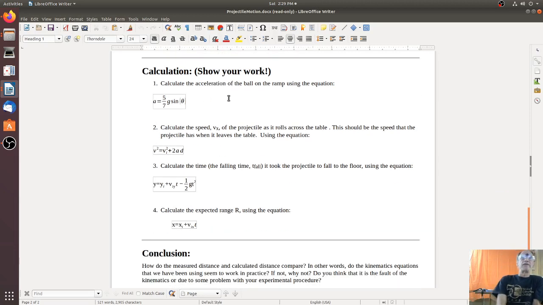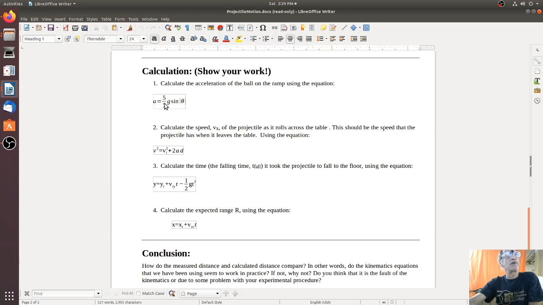Now, we're going to begin the calculation part. The first thing we're going to do is calculate the acceleration of the rolling ball on the ramp. This formula is not in your book. Galileo didn't know it either. The formula they have in the book for the acceleration along the ramp is just g sine theta. This 5/7 isn't there. That's for a sliding object. So this is for a rolling object. So it's not in your book, but I know it. So you just take 5/7.